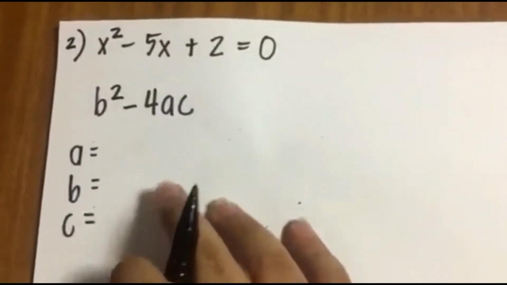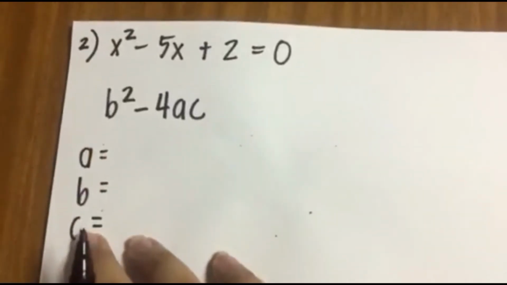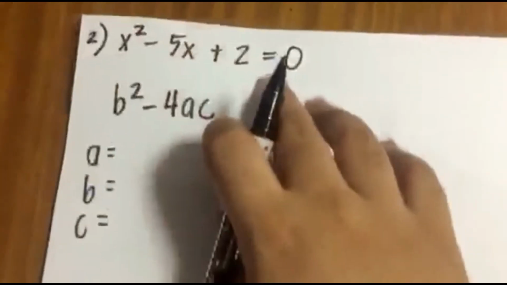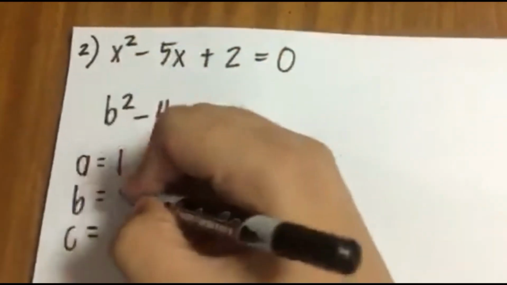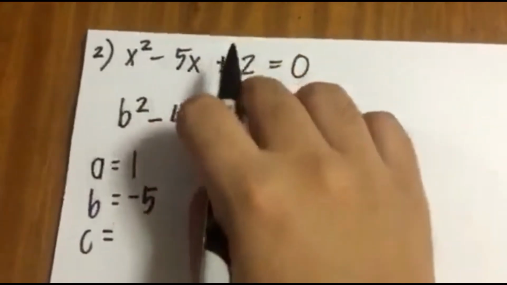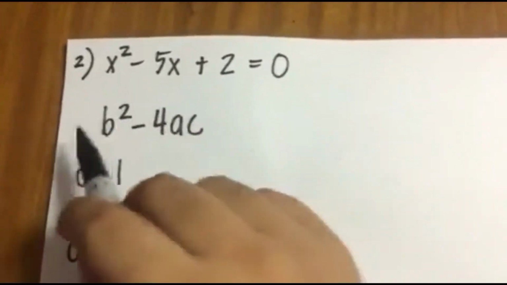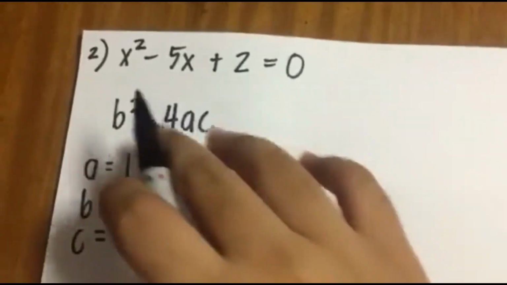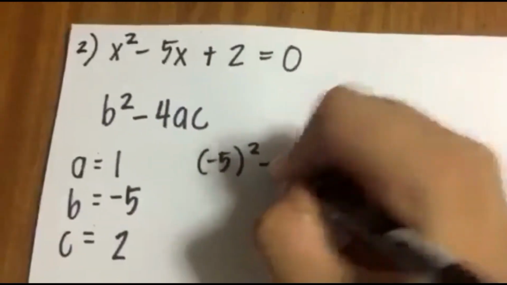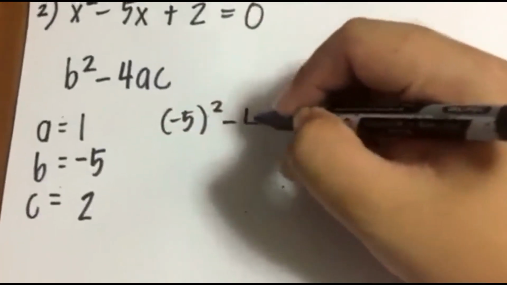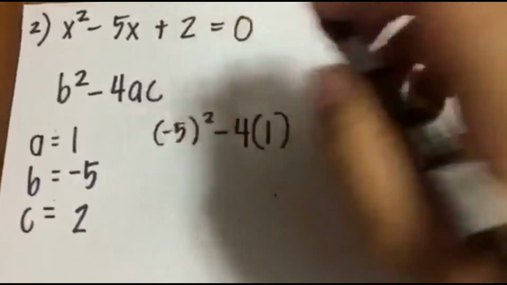So let's have another example, and again we're looking for the values of a, b, and c, which are the numerical coefficients in the equation. So for a, it's 1, for b it would be negative 5, and for c it's positive 2. Plug in these numbers for the formula for the discriminant. So b squared is negative 5 squared minus 4 times a, which is 1, times c, which is 2.